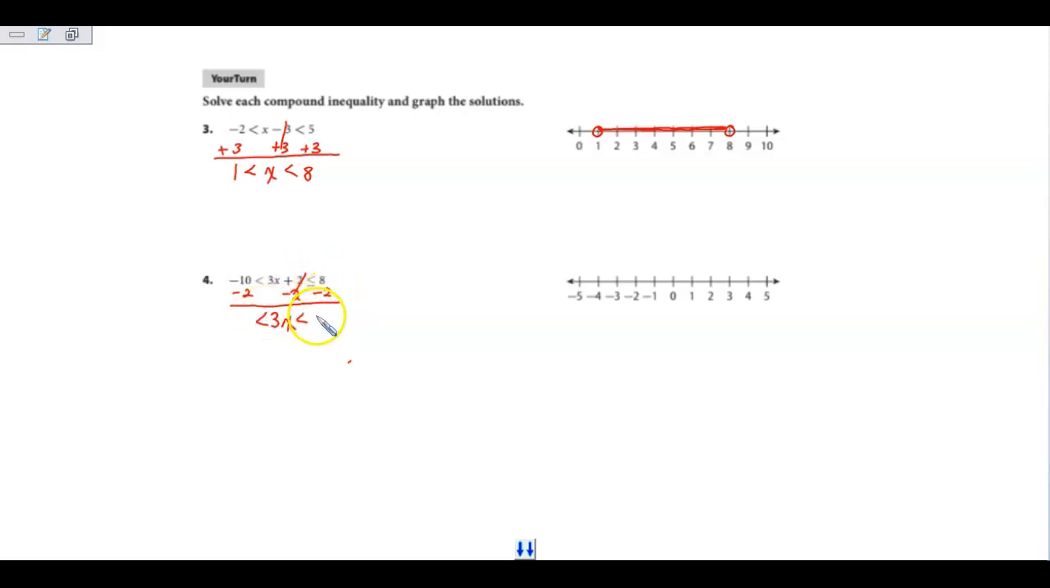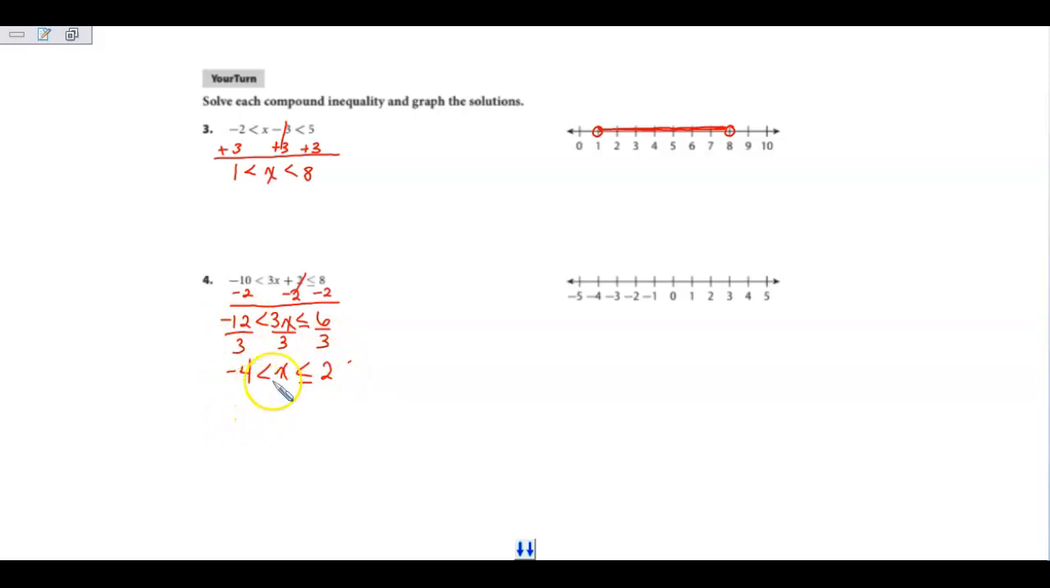And we have 3x. Go ahead and bring down my symbols. 8 minus 2 is 6, and -10 minus 2 is -12. Divide everything by 3. I'm moving a positive, so my symbols won't change. 6 divided by 3 is 2. -12 divided by 3 is -4.